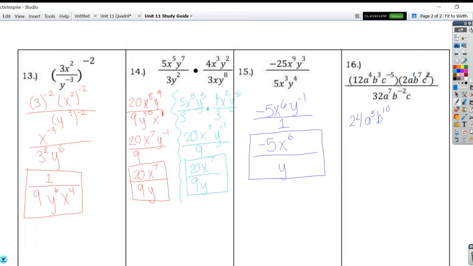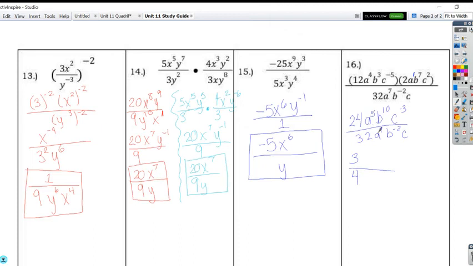C to the negative 5 times c to the 2. Add those exponents. This is a c to the negative 3. And my denominator is going to stay the same right now. 32, a to the 7, b to the negative 2, and c. Now it's a division problem for me to focus on because I have just one variable of each type. So the 24 divided by the 32, you can simplify that, dividing each of these by an 8. And so I'm looking at 3 over 4. I got ahead of myself there.